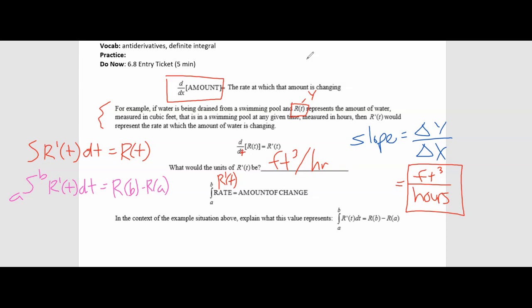In this case, with water being drained from a swimming pool, if I take a definite integral of the rate at which the water is draining, well, that's going to give me the net change, right? So it's going to tell me, okay, 50 gallons, 50 cubic feet of water have drained out of the pool, or 100 cubic feet of water have drained out of the pool. And that's what they're moving on to here.